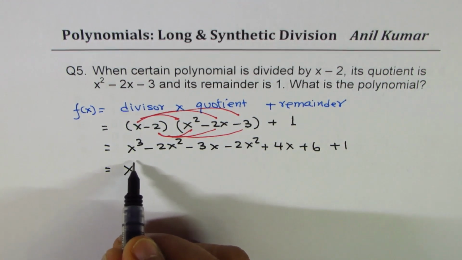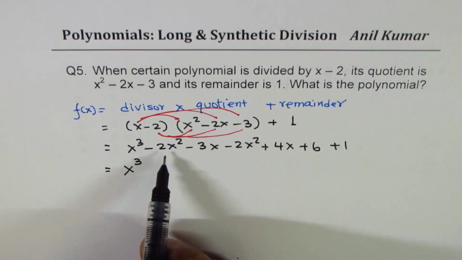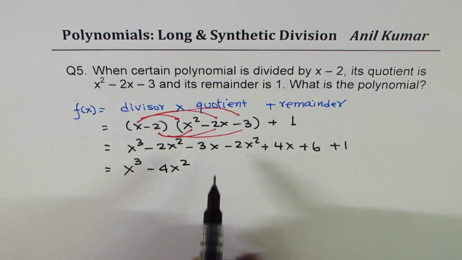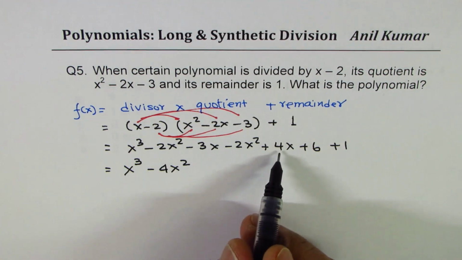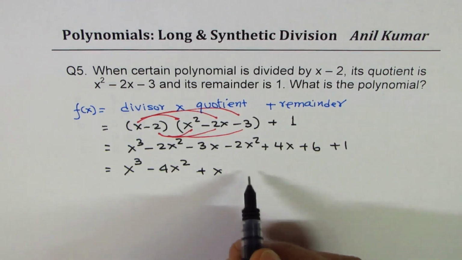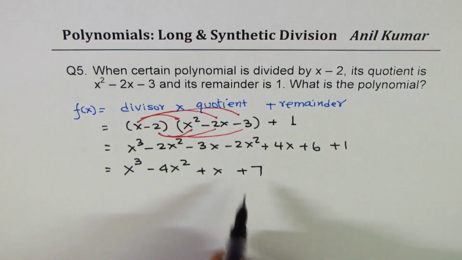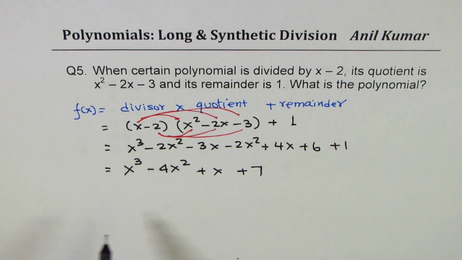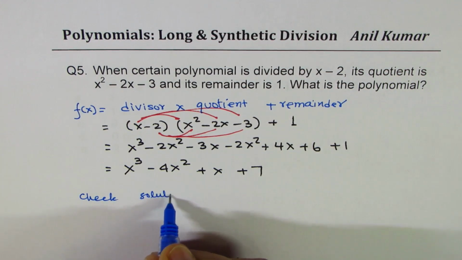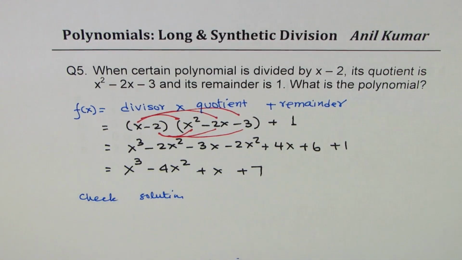Let's rearrange, combining like terms. x cubed, as far as x squared terms are concerned, minus 2 minus 2 gives us minus 4x squared. The x terms, we have minus 3 and 4, which is plus x. Constants, 6 plus 1 is 7. So that becomes the function as such, right? So that is how you get your function. Now as an exercise, I would like you to check the solution. How could you do it? You could divide this function by x minus 2 and see if you get the required quotient from where we started. Reverse calculation.